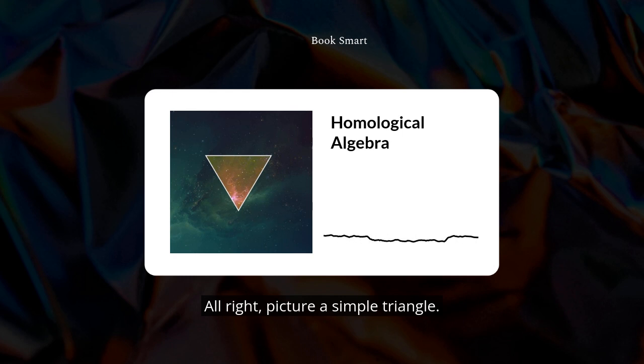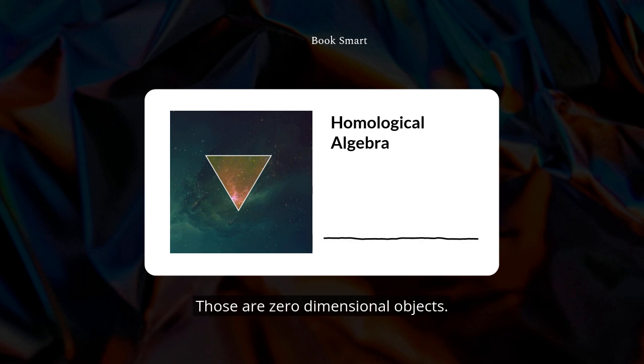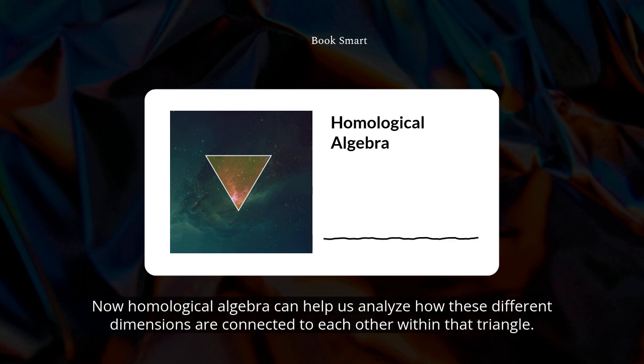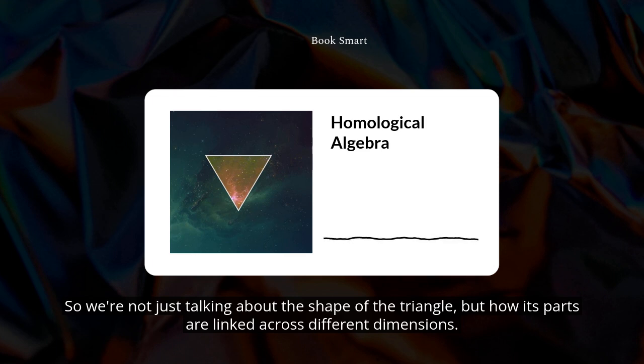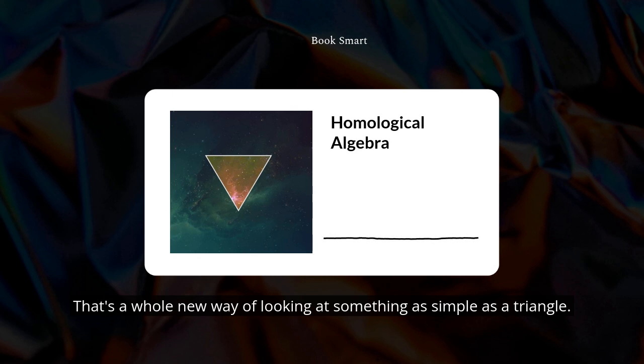All right. Picture a simple triangle. It has three sides. Those are one-dimensional objects, right? And it also has three vertices. Those are zero-dimensional objects. Now, homological algebra can help us analyze how these different dimensions are connected to each other within that triangle. So we're not just talking about the shape of the triangle, but how its parts are linked across different dimensions. That's a whole new way of looking at something as simple as a triangle.